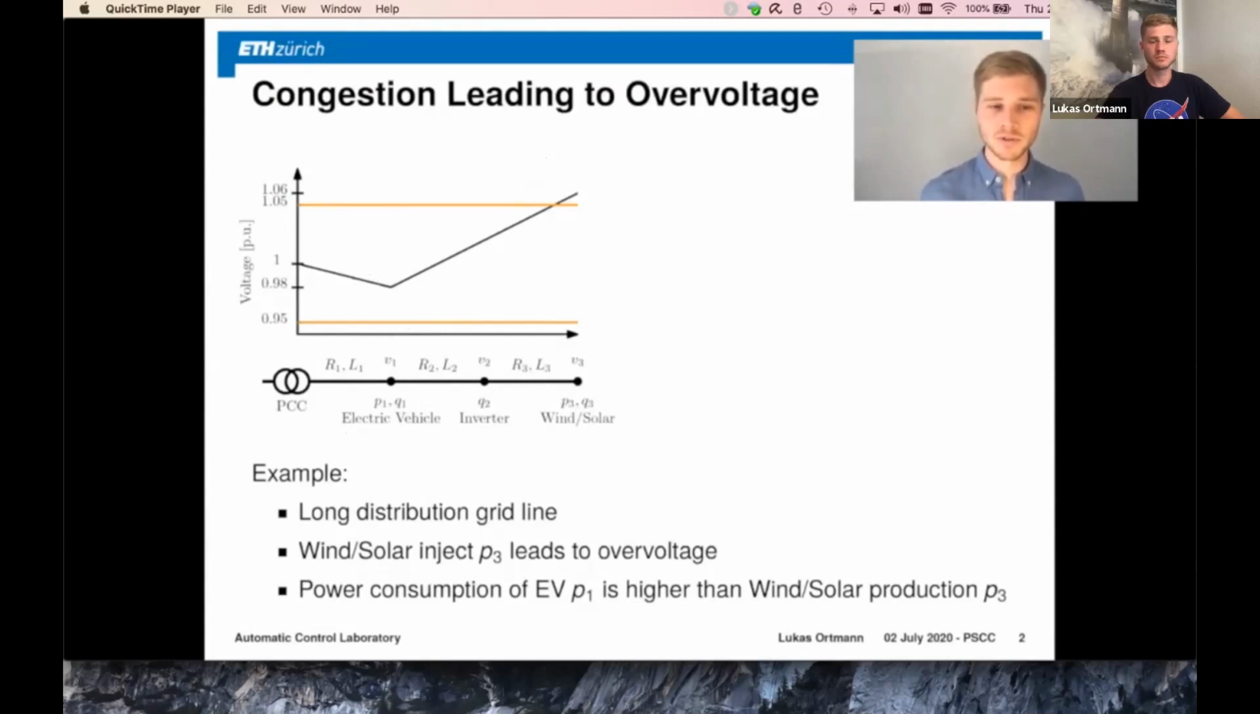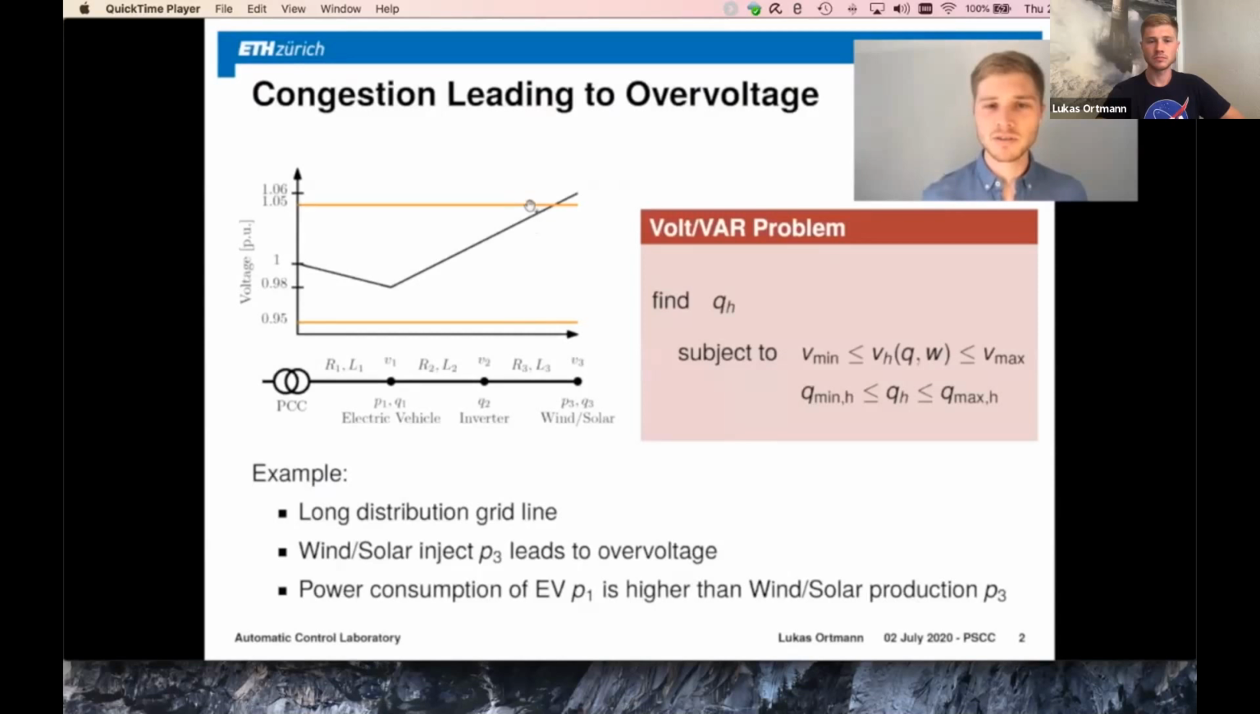Now the question that we're asking ourselves is, how do we control the reactive power capabilities of these three inverters of the electric vehicle, an inverter connected to something else, and the inverter of the wind or solar park, to control these overvoltage back into the desired range, which in our case is the voltage range from 0.95 per unit to 1.05 per unit.